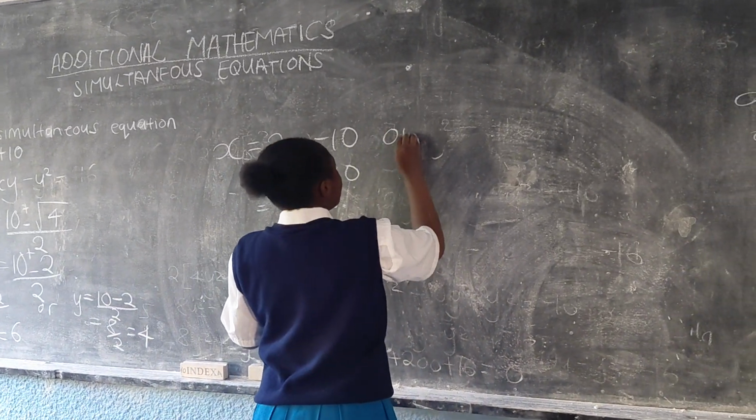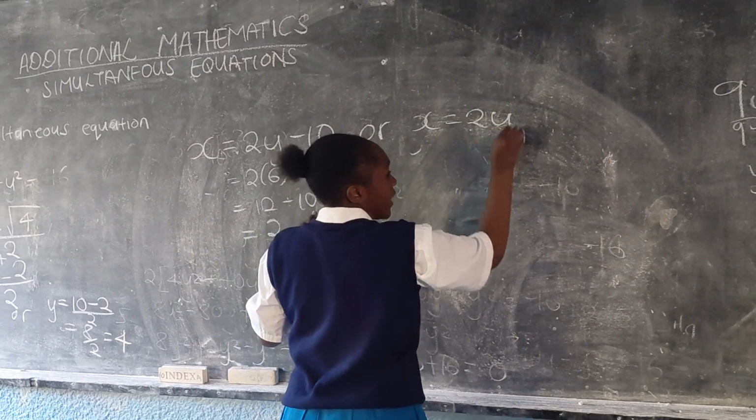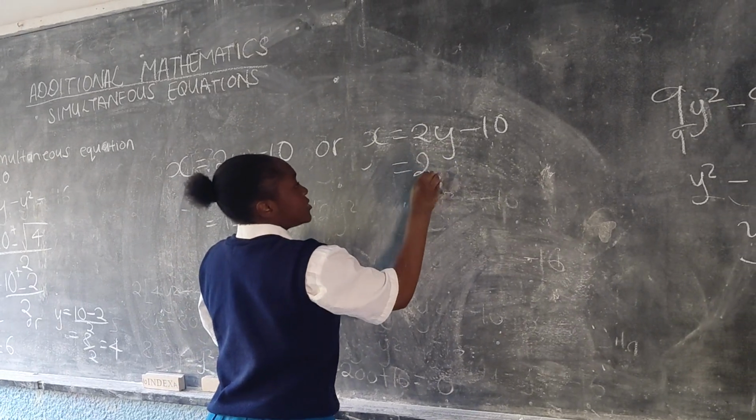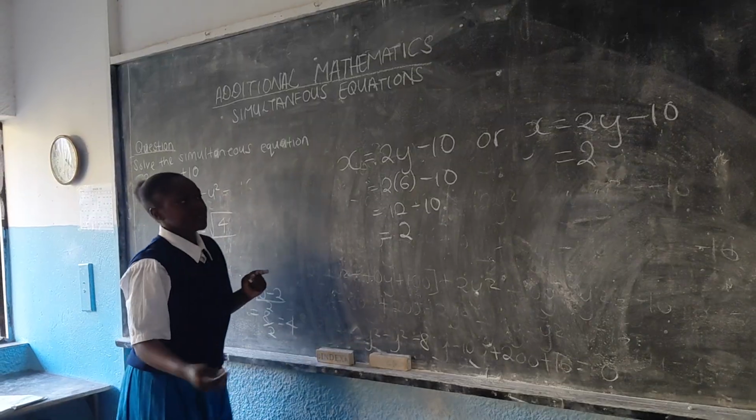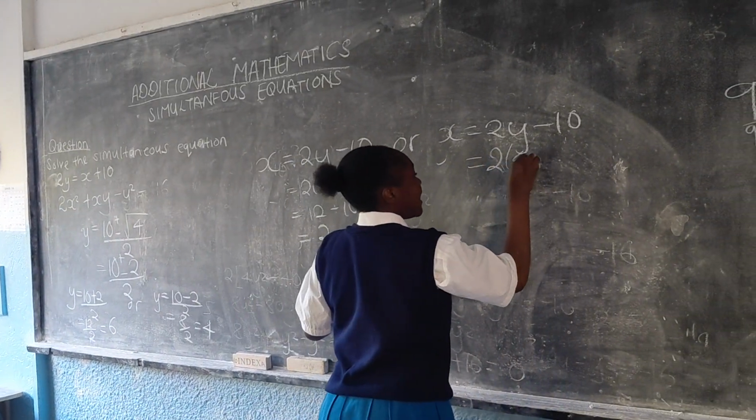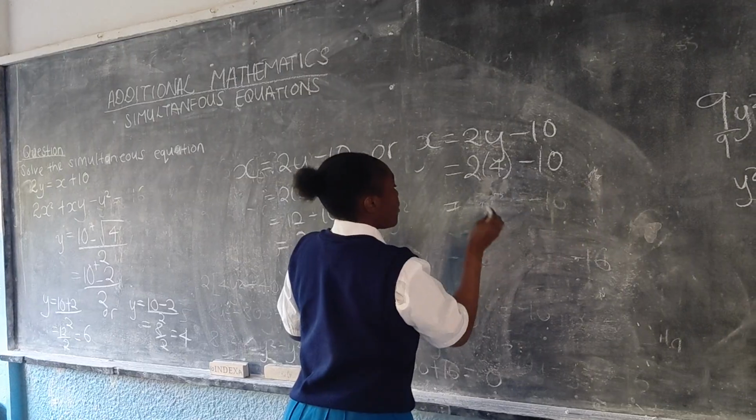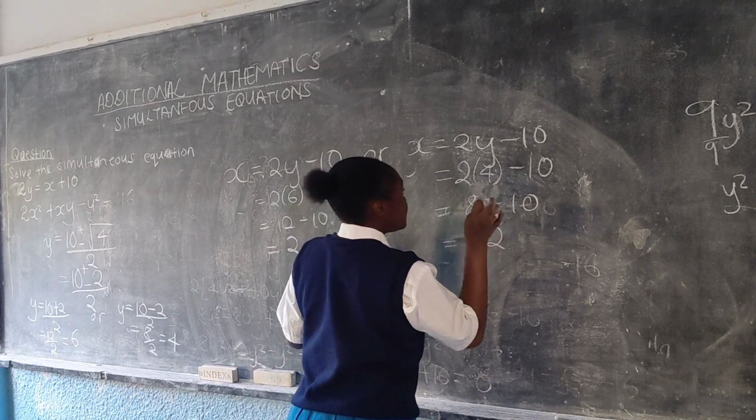Then for the second value of y, we're also going to use the same equation, x is equal to 2y minus 10. Meaning wherever there is y, we're going to put 4, the second value of y. So it will be 2 multiplied by 4 minus 10. 2 times 4 will give you 8 minus 10, which is going to give you negative 2.